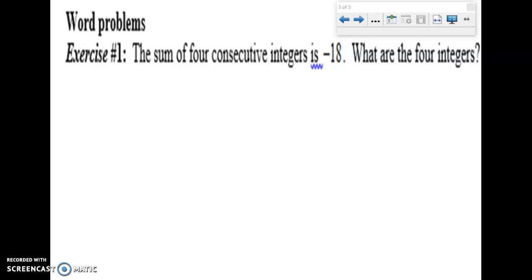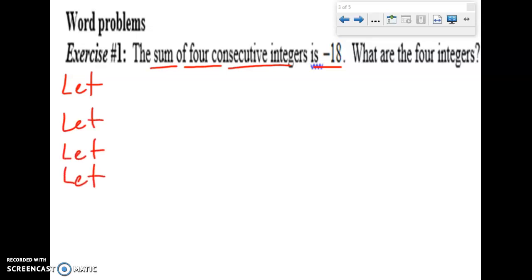Okay, so they're telling us the sum. There's 4 numbers and they're consecutive integers. So they just go up by 1 each time, but they equal, when added together, negative 18. Now you could certainly go ahead and guess and check with this, and I bet you if we were in a race and you were guessing and checking and I was setting the problem up, I would still beat you. Okay, but you could get there by guess and check. But let's go ahead and do a little bit of work to set this up.